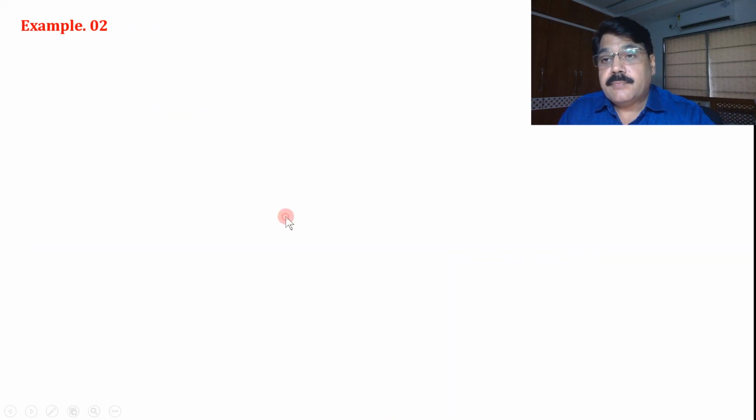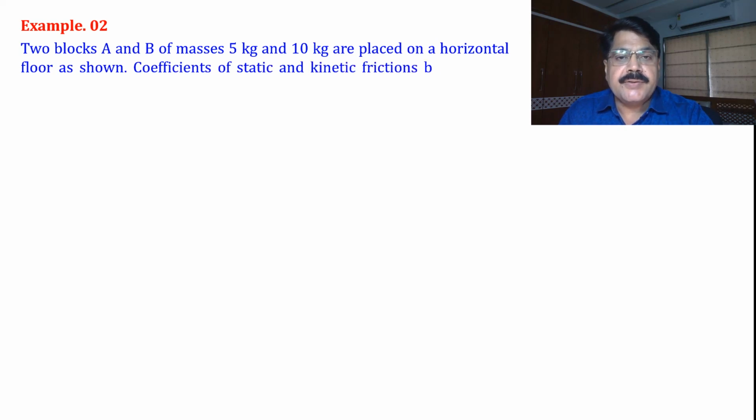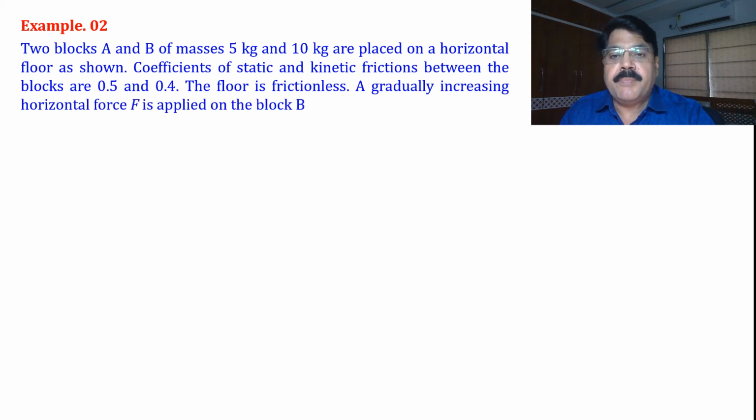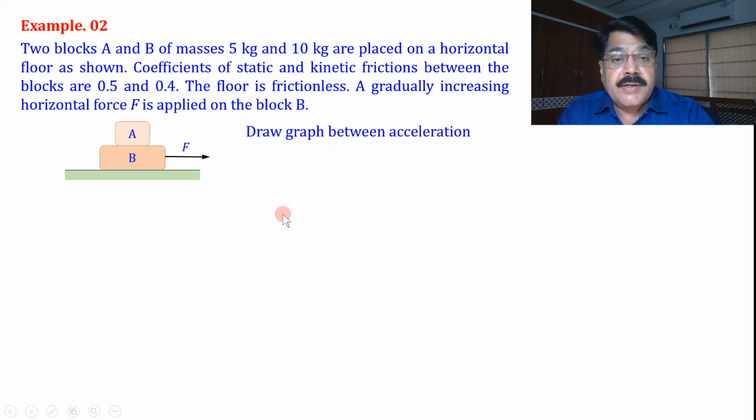Example 2. Two blocks A and B of masses 5 kg and 10 kg are placed on a horizontal floor as shown. Coefficients of static and kinetic friction between the blocks are 0.5 and 0.4. The floor is frictionless. A gradually increasing horizontal force F is applied on block B as shown here. Now the setup is the same, but now we are applying the force on block B. In the previous example, we applied this force on block A. Draw a graph between the accelerations of the blocks and the applied force.